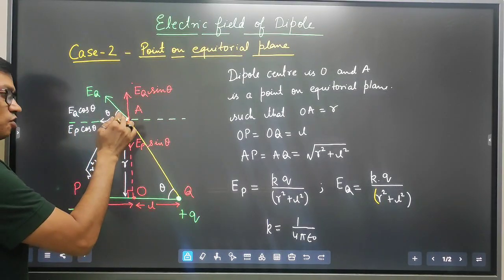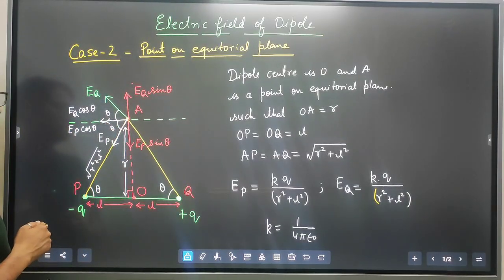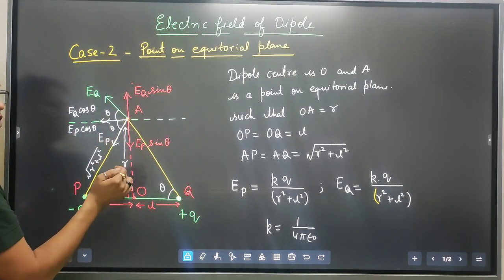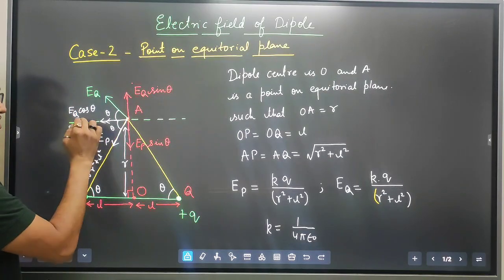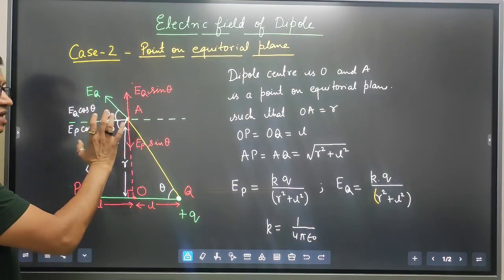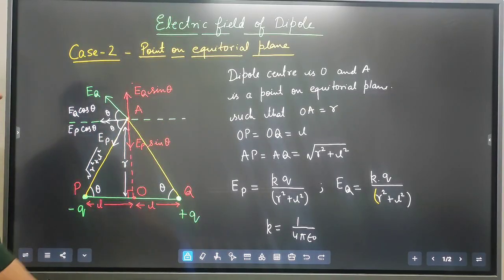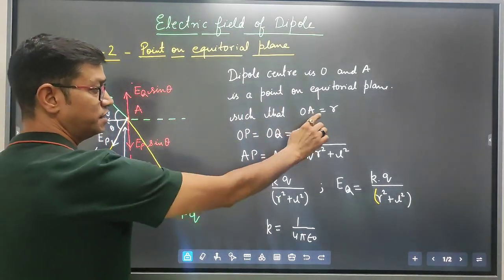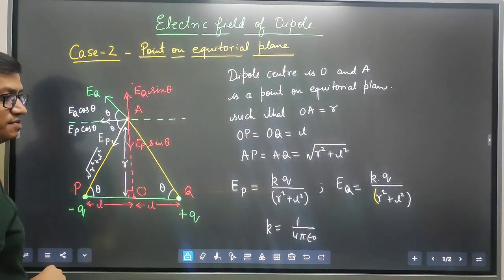Similarly for EP, one component will be downwards, EP sin theta, and the other component would be EP cos theta. EQ sin theta and EP sin theta are opposite to each other, and EQ cos theta and EP cos theta are in the same direction, so they will add up. Now this is regarding the direction and orientation of the electric field. Now let's put the values in place. You understood this part. The dipole center is O, and the distance OA is R, so OP and OQ are equal to L. AP and AQ both will be this.